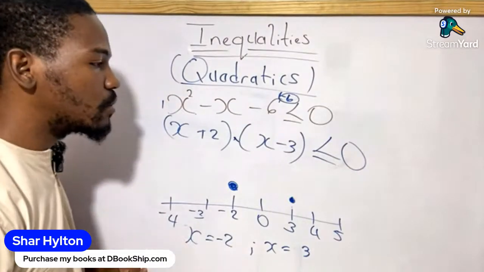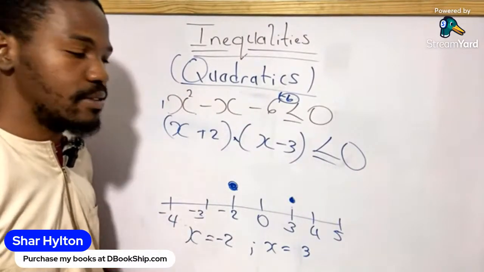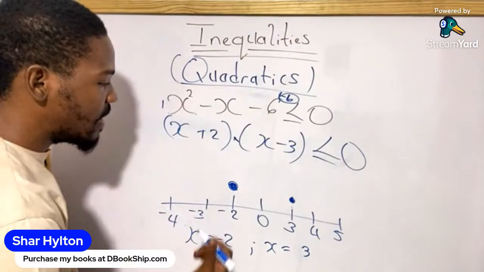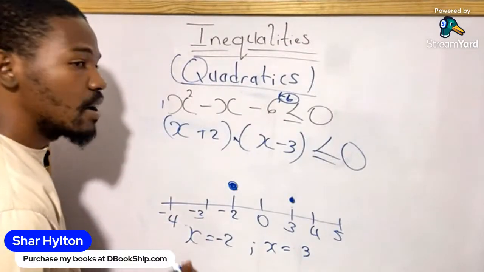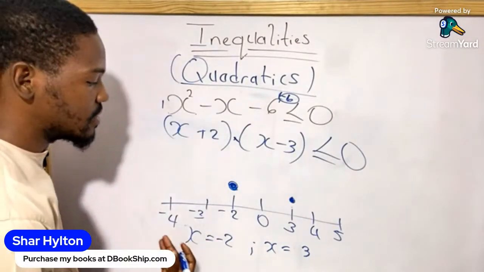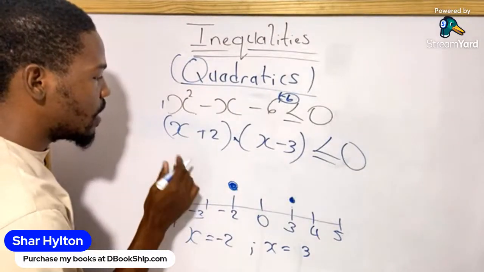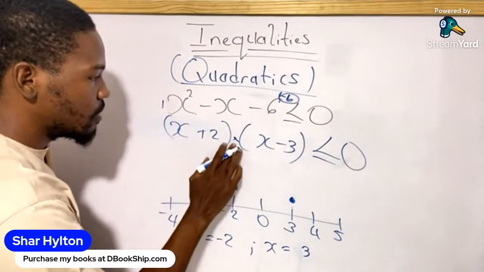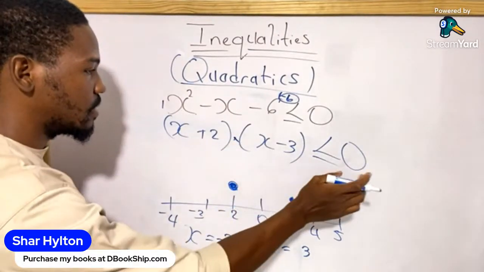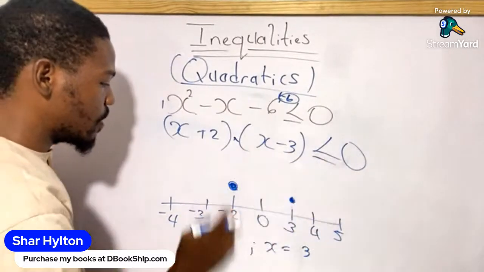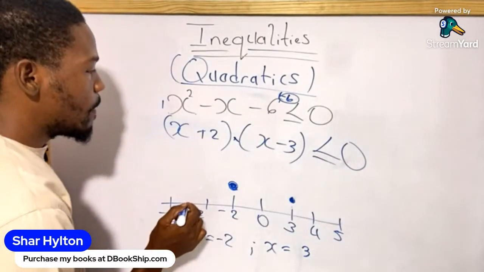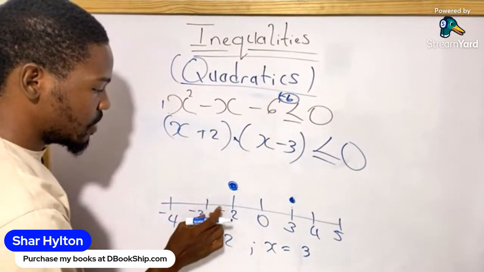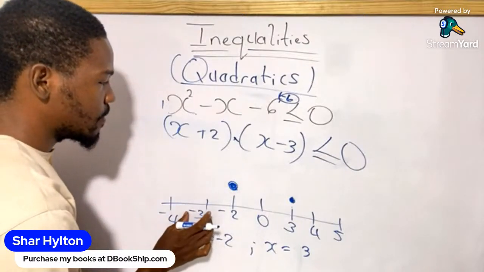But what we want to do is to find the range of values for x. So in finding the range of values for x, we have to look at it this way. x plus 2 times x minus 3 is less than or equal to 0. So we're finding the range of values, and we're going to be testing now. So we're at negative 3.